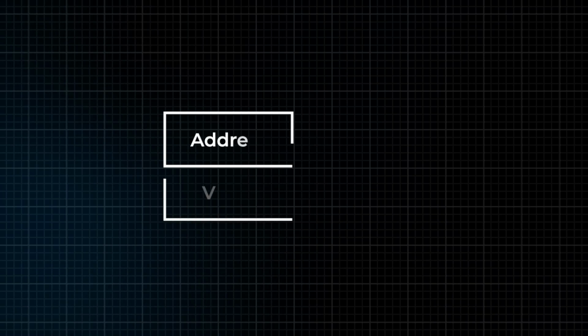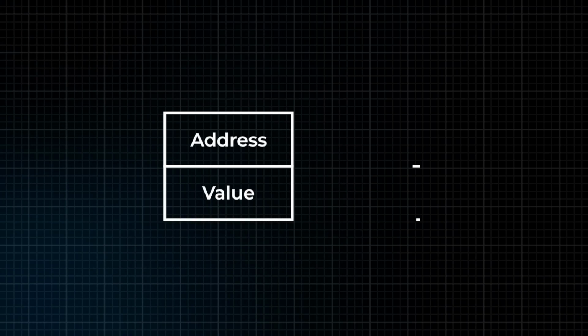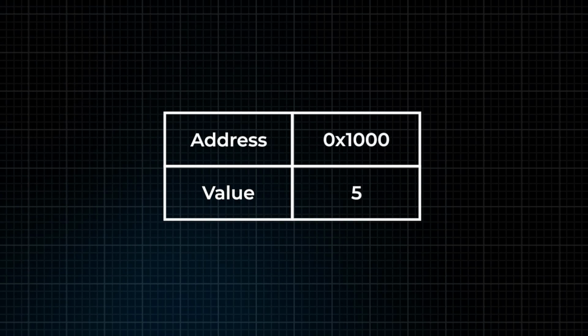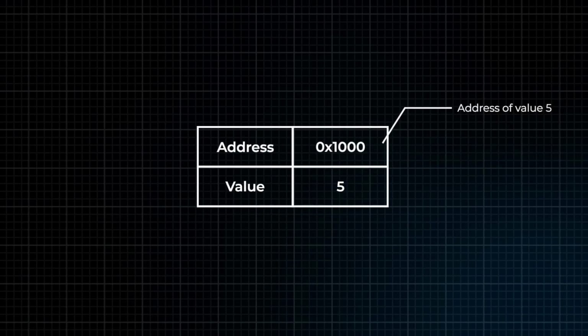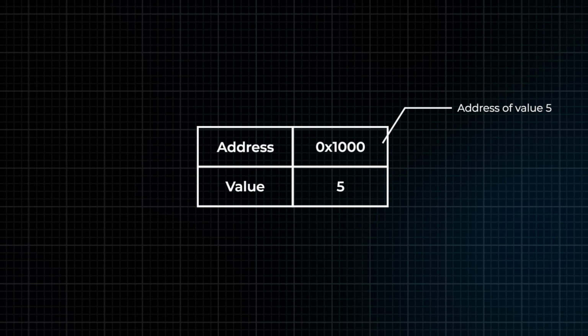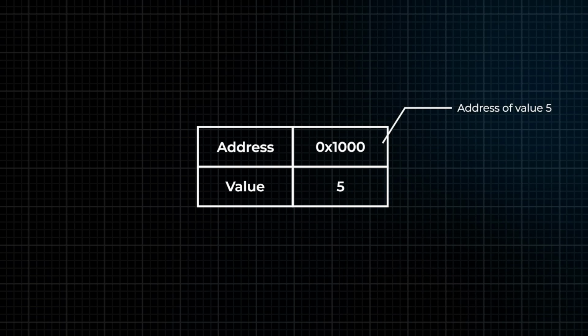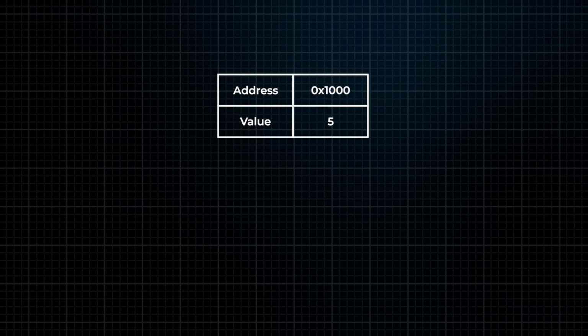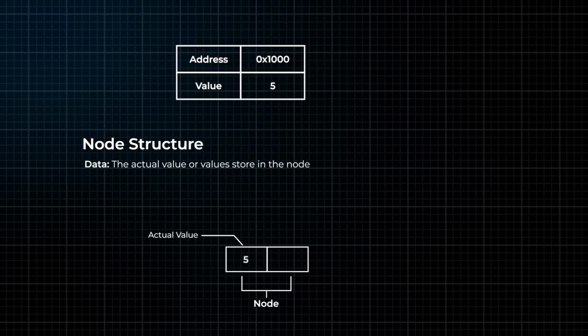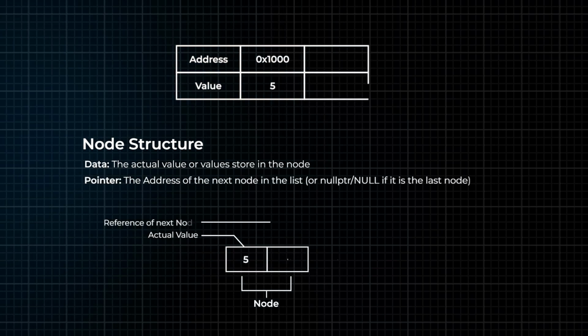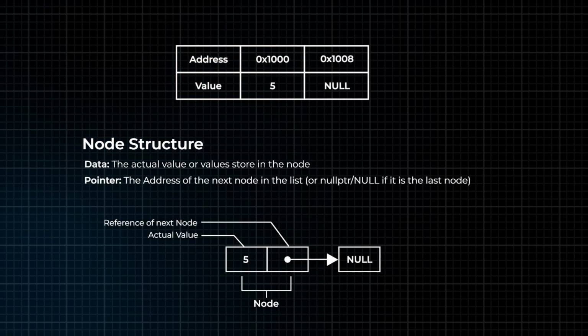In computer memory, there are two key features: address and value. Every piece of data is stored at a specific address, and that address can be used to access the data. This concept is crucial for understanding how linked lists work. Let's delve into the specifics of how addresses and values are managed in a linked list. Each node in a linked list contains data, the actual value or values stored in the node, and a pointer, the address of the next node in the list, or it could be null if it is the last node.